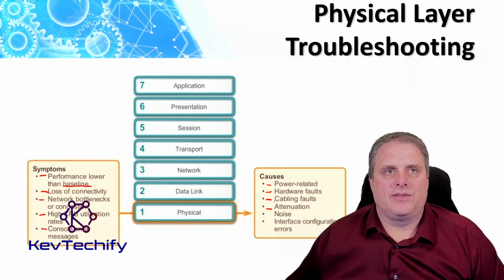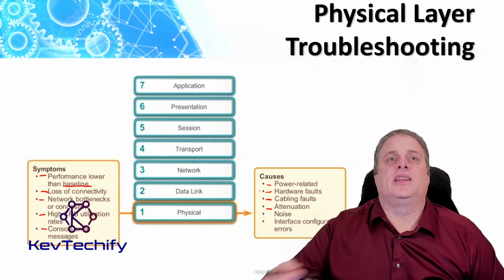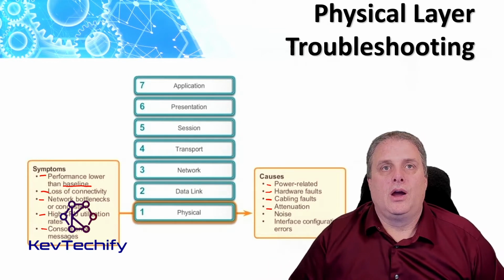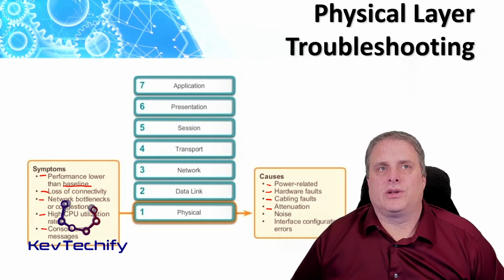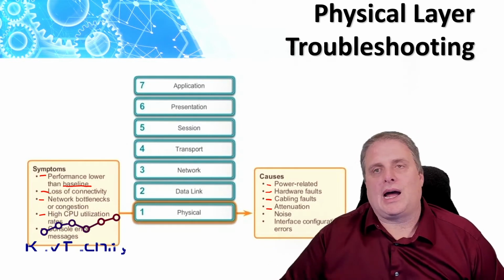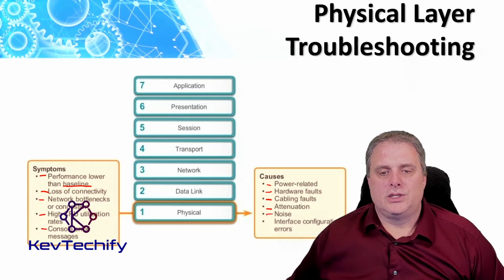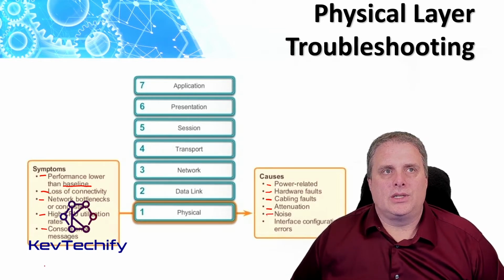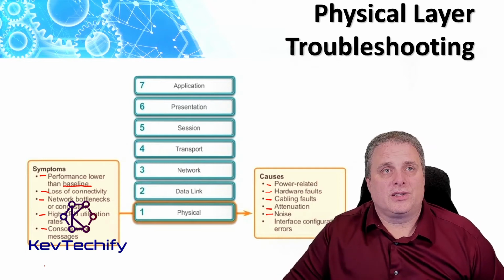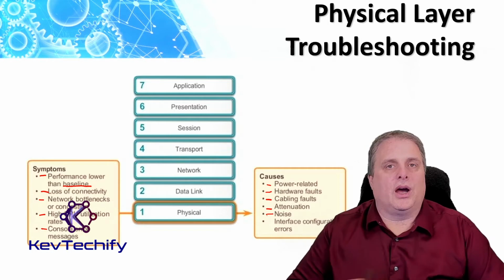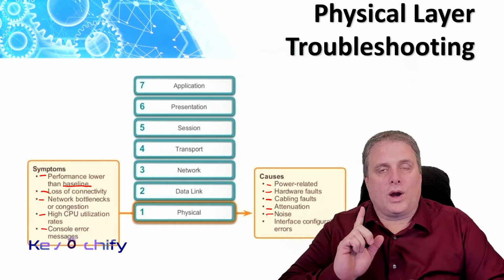Attenuation can be caused if the cable length exceeds the design limits for the media, so more than 100 meters for unshielded twisted pair, or when there is a poor connection resulting from a loose cable, dirty or oxidized connections. Another cause is noise. Noise is electromagnetic interference, and that can be generated by many sources such as crosstalk between the other wires in the cable or wires running next to it.